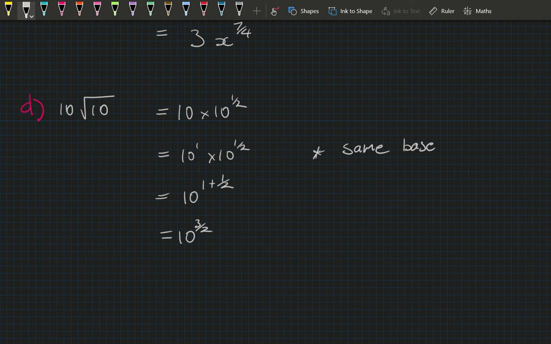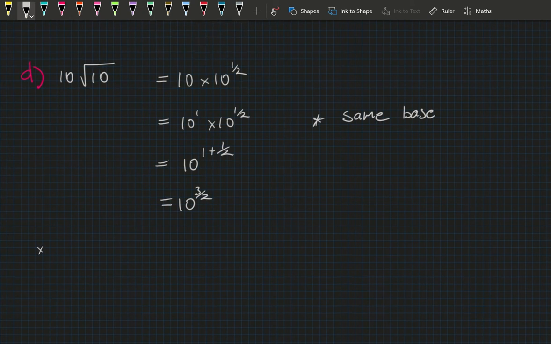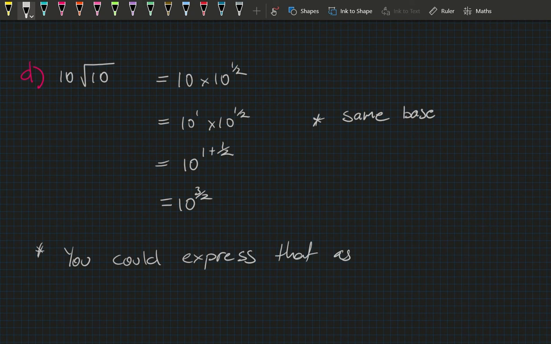Now for the exercise questions you're about to do, that's all you actually have to do. But just to compare what we did in the surds unit, we could rewrite that as 10 to the 3, all raised to the power of a half. Okay, so that's just using law 3 there. Now 10 to the 3 is 1,000, and a half is the square root, so I could now re-express that as the square root of 1,000.